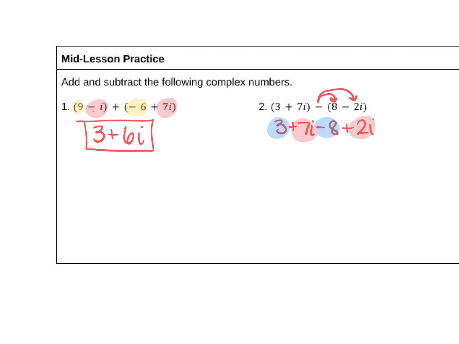Okay, what's 3 and negative 8? Negative 5, good job. 7i and 2i? 9i. And notice how we always put our real number first. It's always real plus imaginary. Okay?